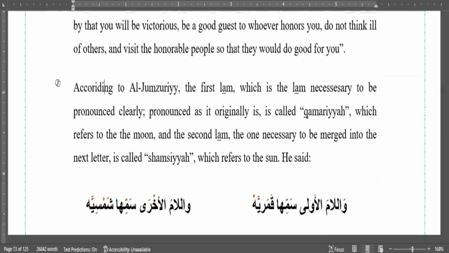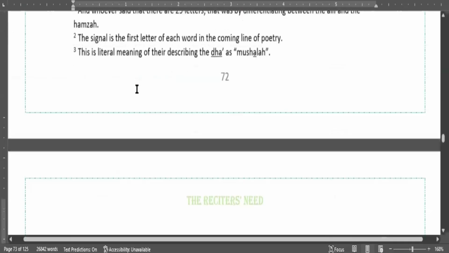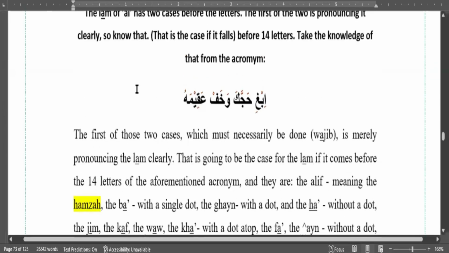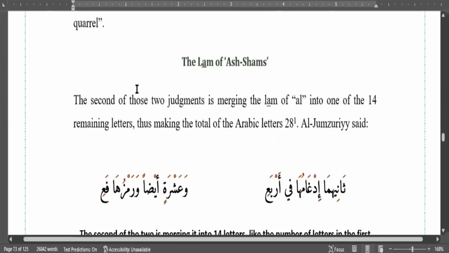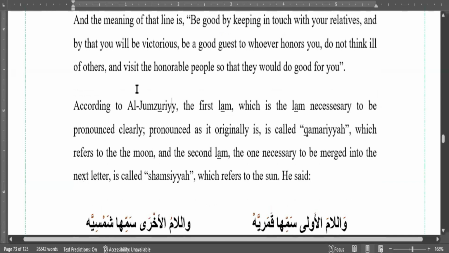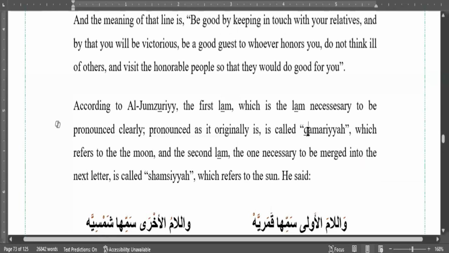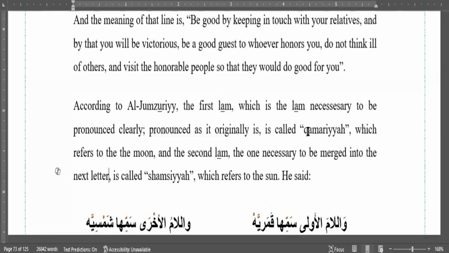Typo there. According to Al-Jazariyyah, does your copy have that typo? Mine's correct, Sheikh. Okay. According to Al-Jazariyyah, the first lam, which is the lam necessary to be pronounced clearly as it originally is, is called Qamariyah, which refers to the moon. And the second lam, the one necessary to be merged into the next letter, is called Shamsiyah, which refers to the sun.